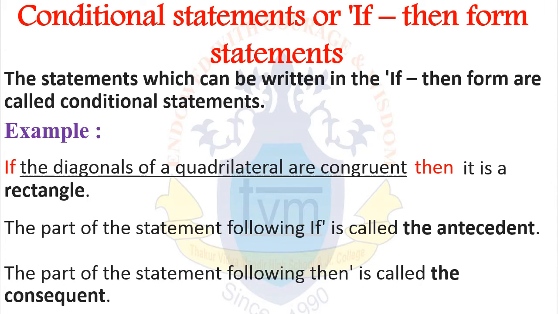The part of the statement following then is called the consequent. Look at the example. You can see the underlined statement, it is a rectangle. This underlined statement is a part of the given statement, and this part is known as the consequent of the given statement. The first underlined part of the statement is the antecedent, and the second underlined part of the statement is known as the consequent.